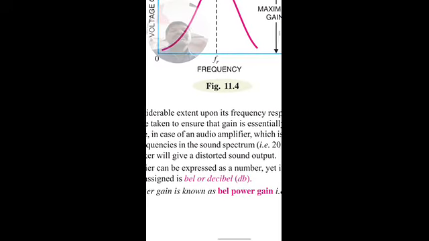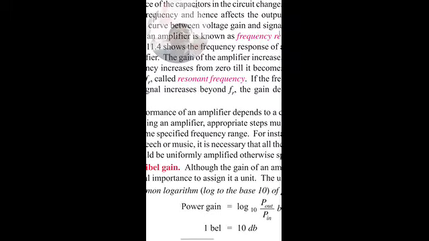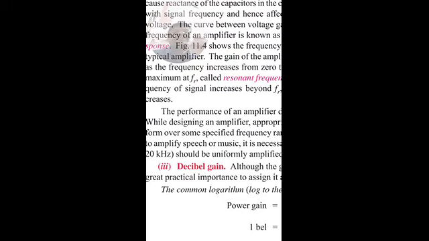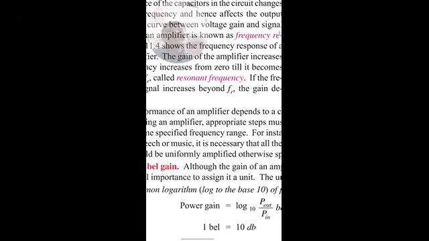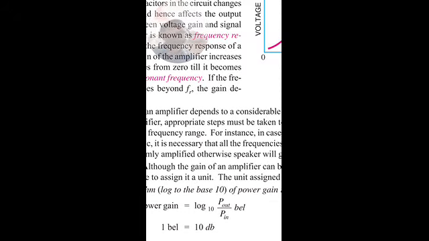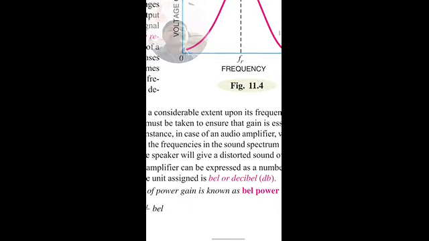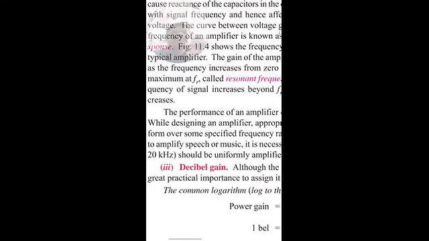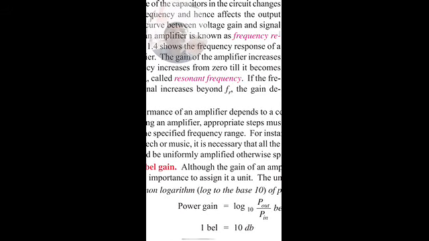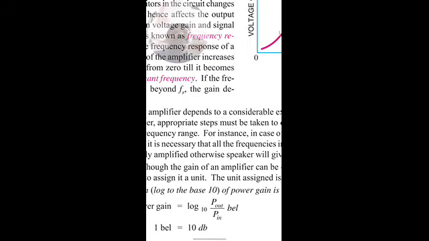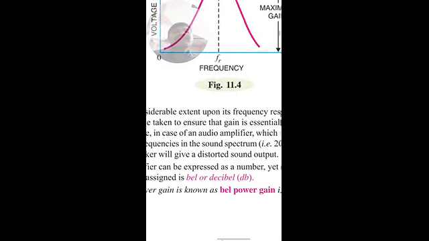For example, consider the audio amplifier, which is used to amplify speech or music. It is necessary that all the frequencies falling between 20 Hz to 20 kHz should be amplified uniformly without distortion, otherwise the speaker will give a distorted sound output.